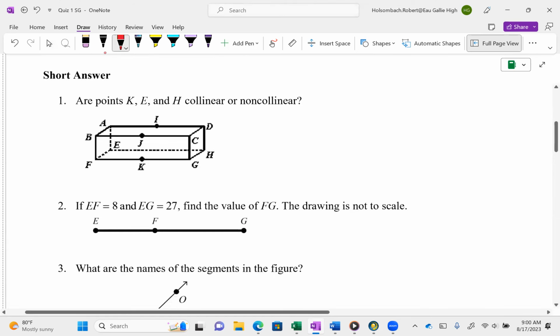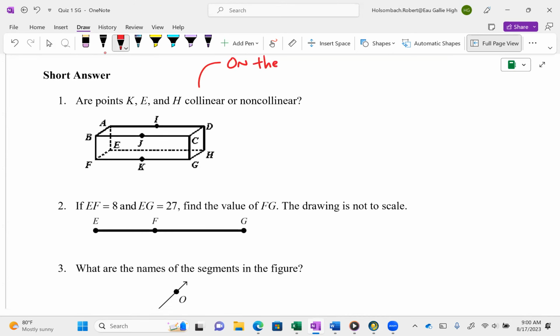And remember what collinear means? On the same line. And non-collinear means not on the same line. Right, so we're going to identify K, which is right here, E, and H. Are they on the same line? No. So they're non-collinear.